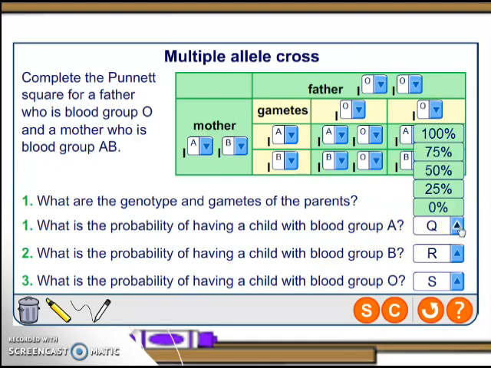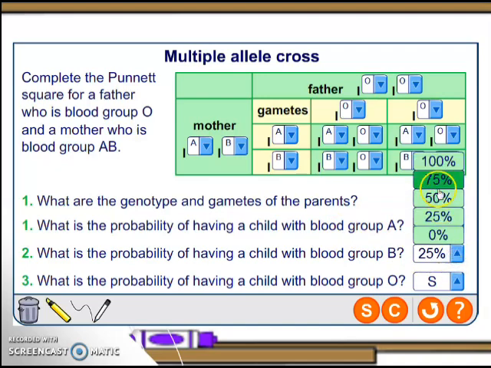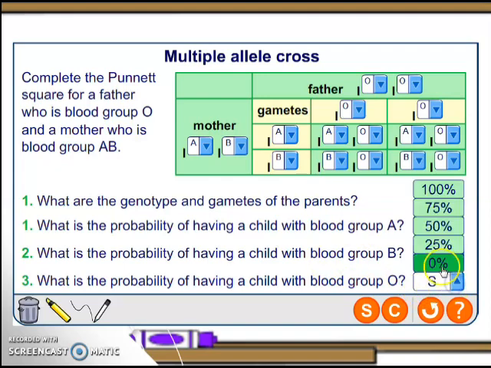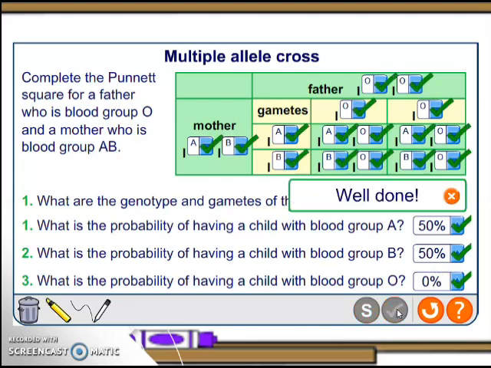So the probability is 50%. What is the probability of having a child with blood group B? 50%. And what is the probability of having a child with group O? That is 0. Well done!